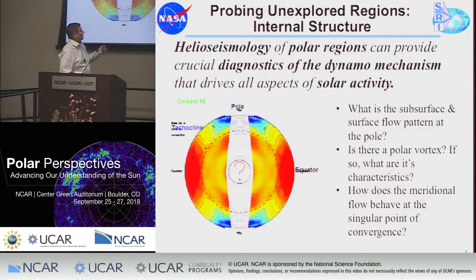So some of these questions are easy, some of these are hard, but relating the subsurface and surface flow patterns at the poles, the questions about the polar vortex, what are its characteristics, mapping it out, where does the meridional flow return, where does it behave at this singular point of convergence, all these types of questions. Some are easy, some are hard, but these are the types of really big questions that we want to be addressing.